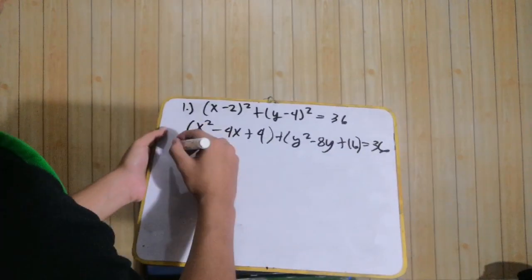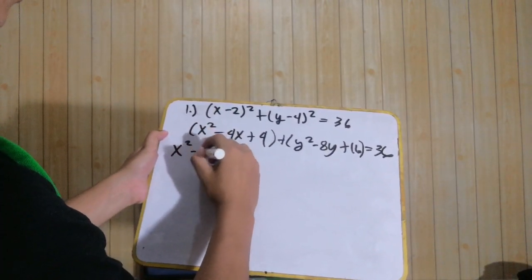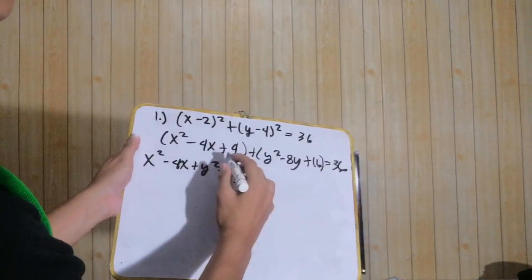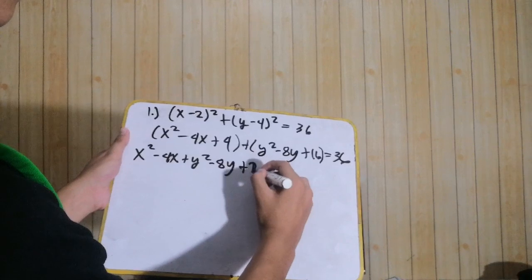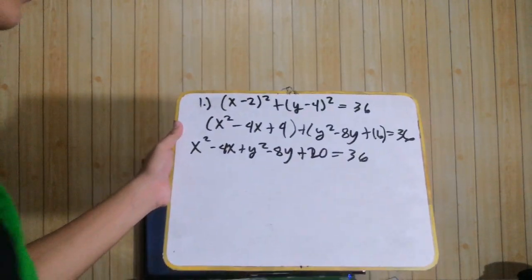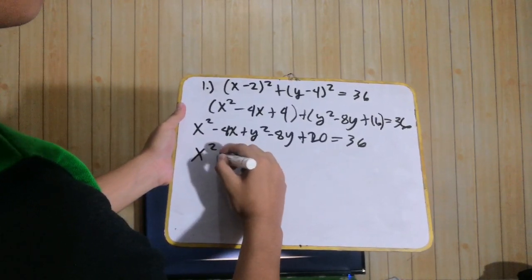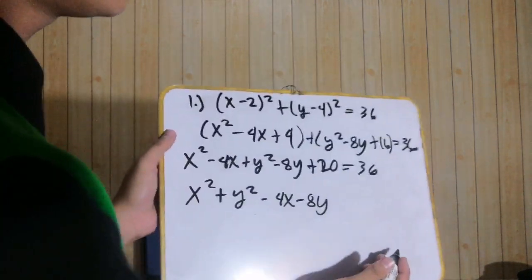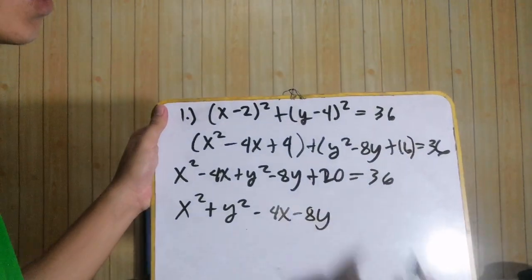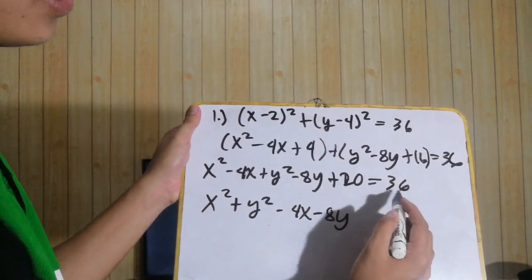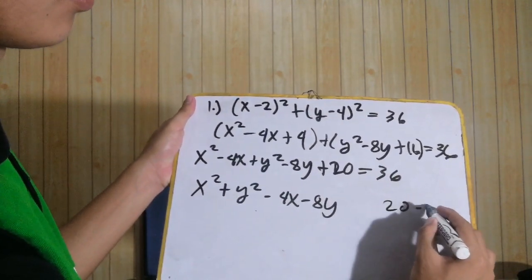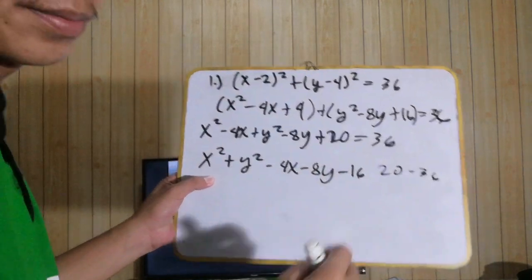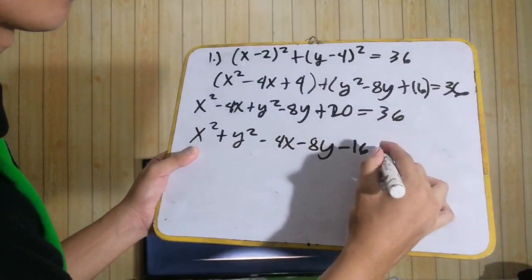Okay? Now, let's combine like terms. X squared, minus 4x, plus y squared minus 8y are like terms. 4 plus 16 is 20, right? Now, let's arrange this: x squared plus y squared minus 4x minus 8y. Let's equate it to 0. Using the additive property, it becomes 20 minus 36. So, what is the correct answer? Okay, negative 16, right? Negative 16 is equal to 0.